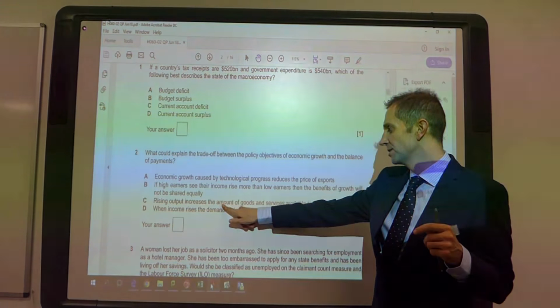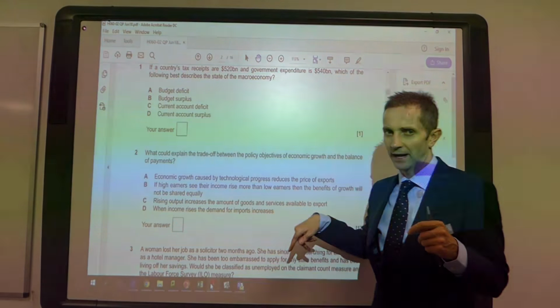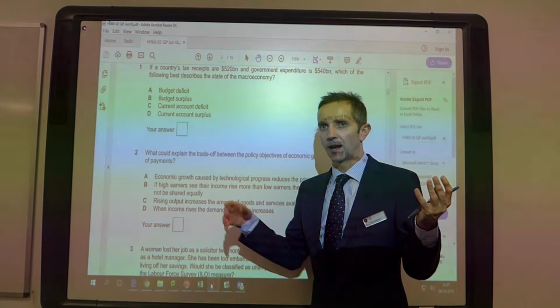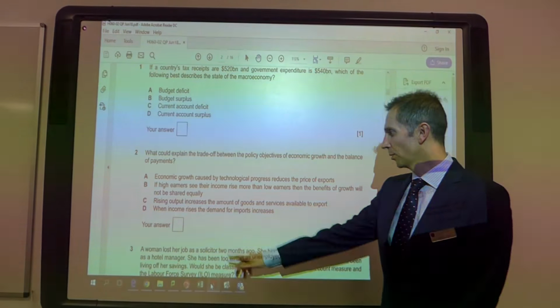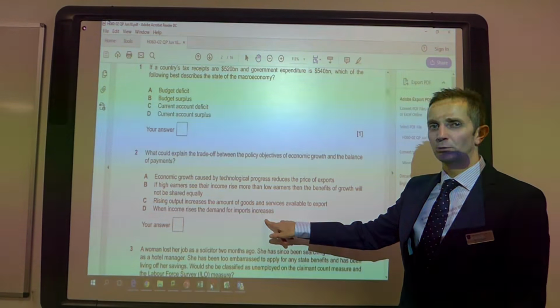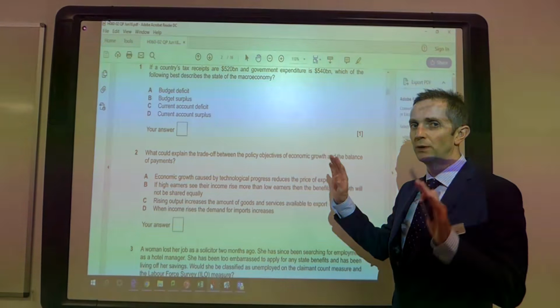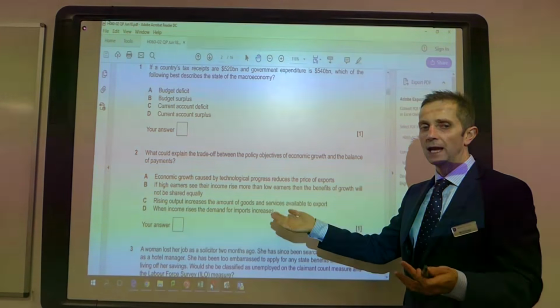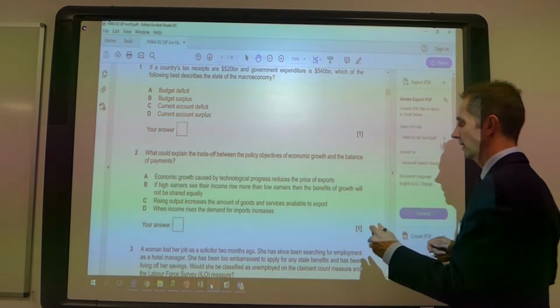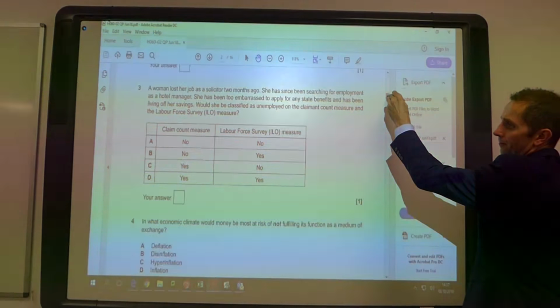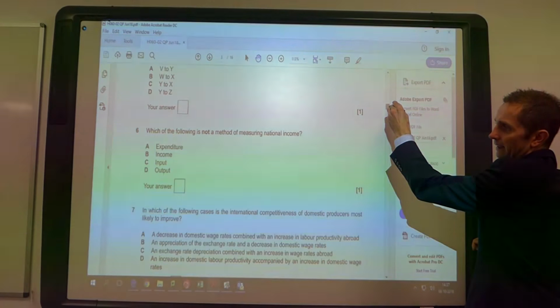Rising output increases the amount of goods and services available to export. So we've got growth and more goods. No trade-off. When income rises, the demand for imports increases. Absolutely correct. Creating the trade balance problem. Hence the answer to this particular question is D. Okay. 8. Let's have a look at 8.